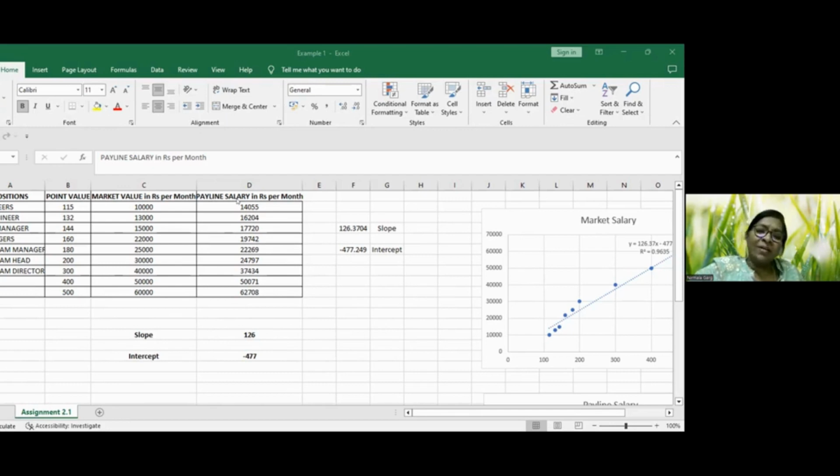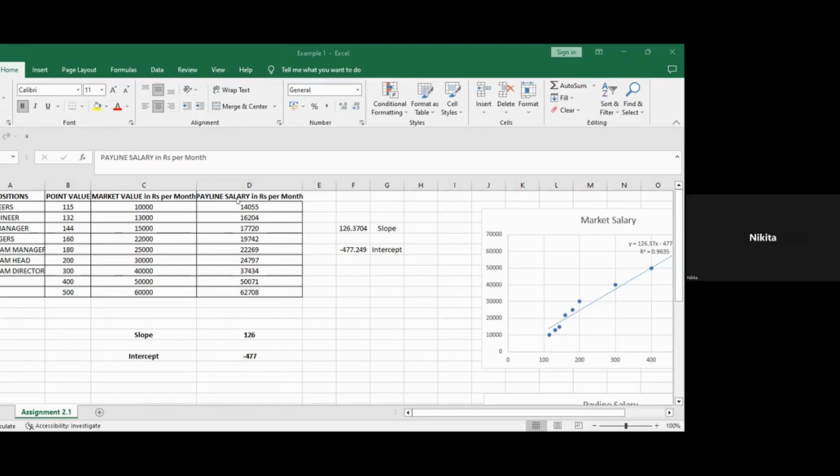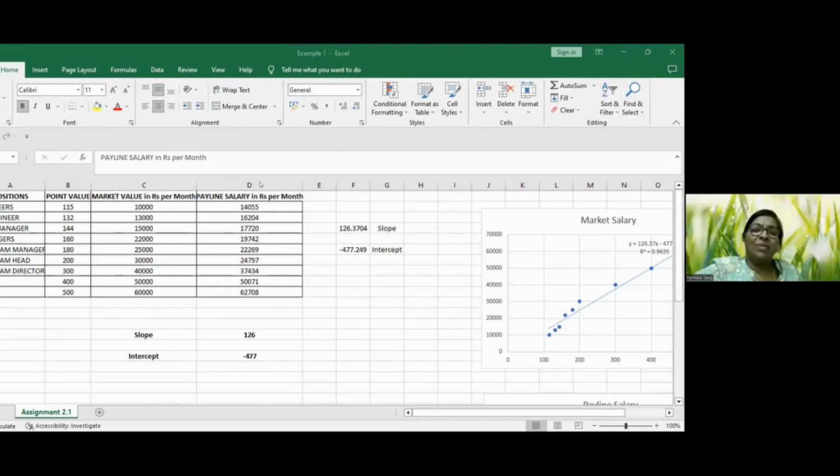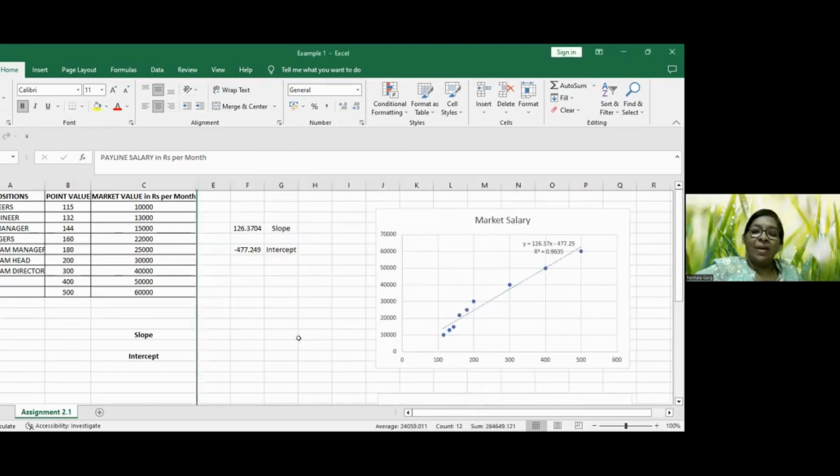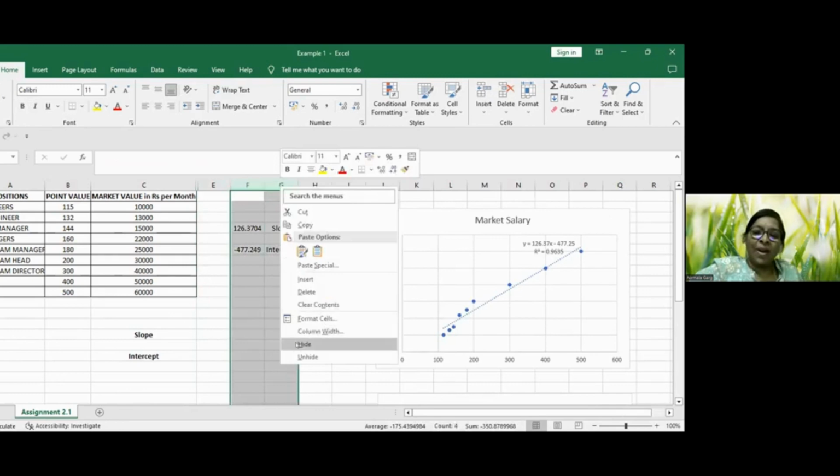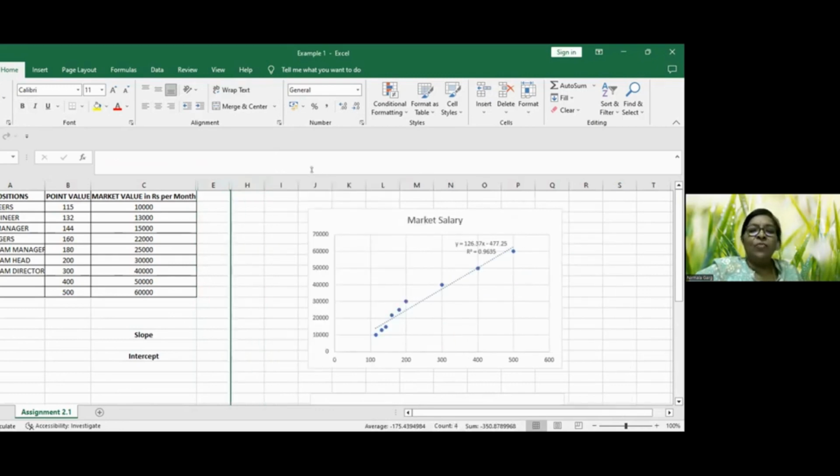So are we clear till here? Yes or no, guys? Okay. Now, please hide column D. Just hide it, because this is what you have to do. Also hide your data of slope and intercept, whatever is written there. Then hide this graph too, because otherwise it will influence you. Or you can delete it.